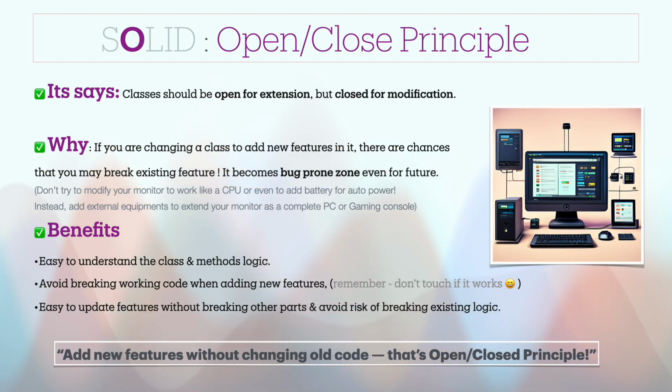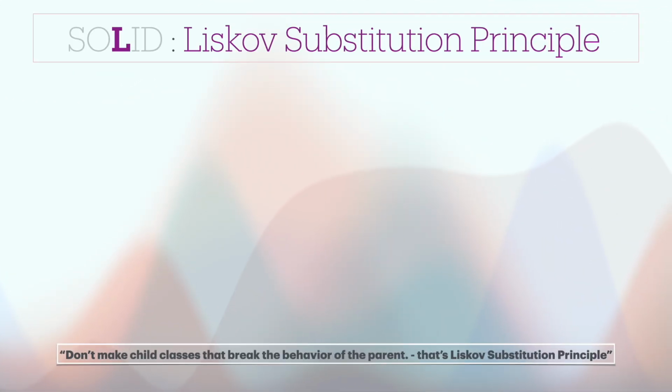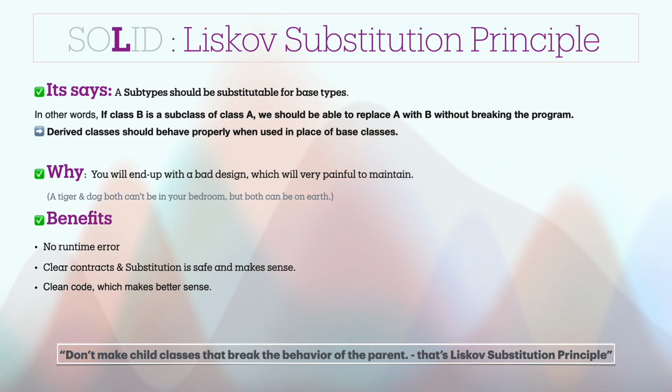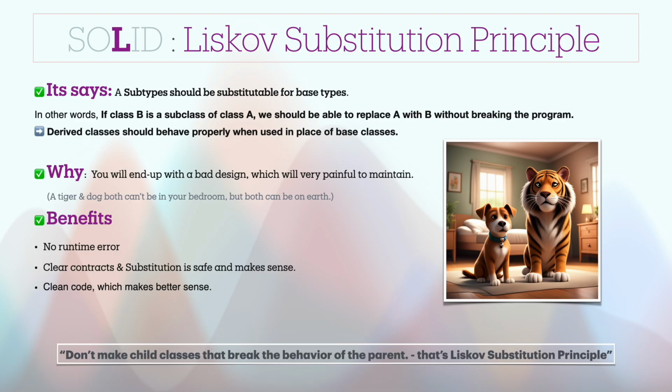That's the open-closed principle. Now we'll talk about the Liskov substitution principle, which is the most confusing, but after watching this, it will never be confusing anymore. It says a subtype should be substitutable for its base type. In other words, if class B is a subclass of class A, we should be able to replace A with B without breaking the program. Means the derived class should behave properly when used in place of the base class. Let's understand this in code first.